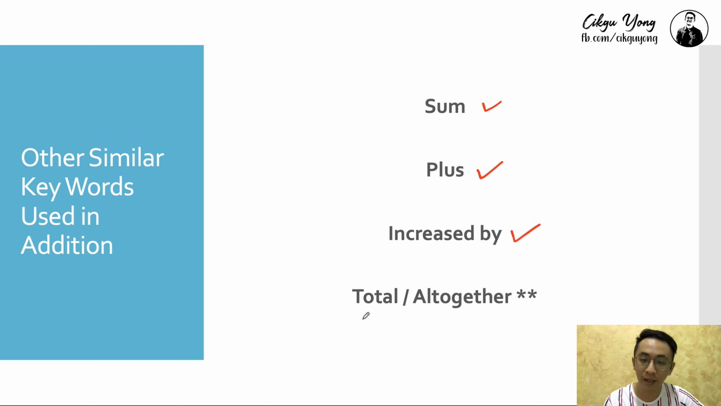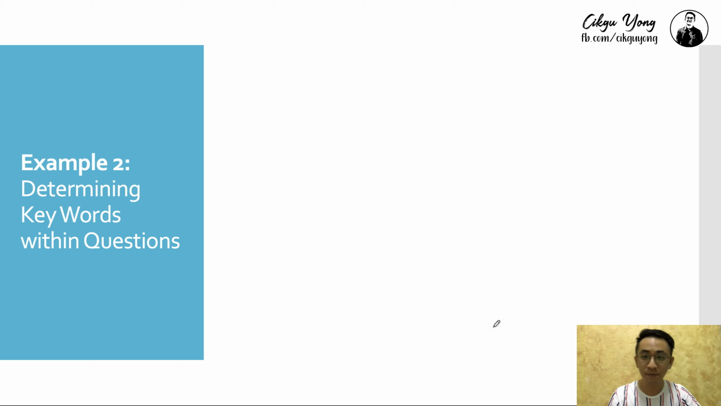For total and altogether, sometimes you'll see it in addition, sometimes you'll see it in multiplication. It depends on the types of questions that you see. So for me, this is only a guide for you to go through. But again, for you to do it correctly, it involves continuous practice. So perhaps I'll look at another time to analyze different questions in addition and multiplication for you to further understand the usage of total and altogether. Right. So let's look at another example again.